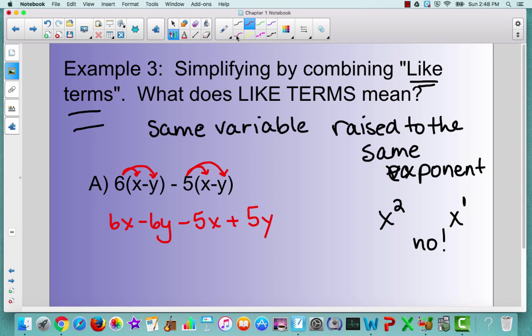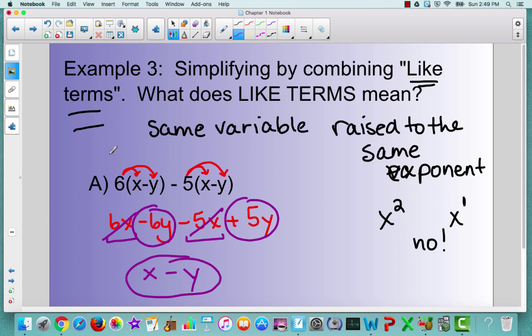Okay, in this case, seeing the like terms is actually pretty easy. I see a 6x and a negative 5x. Those are like terms. I can combine them, so that would give me 6x minus 5x, which is 1x. When I have done that part, I actually cross them out so I don't get confused. And then I've got a negative 6y and a positive 5y. Those are like terms. They are the same variable raised to the same exponent. So I add them just like I add numbers. So negative 6 plus 5 would give me a negative 1y, which is negative y.